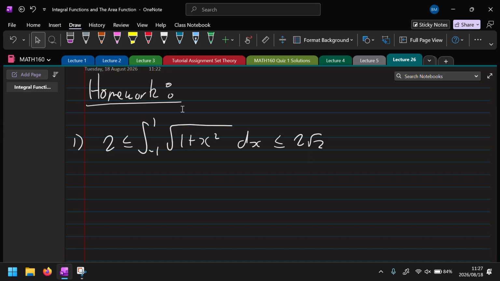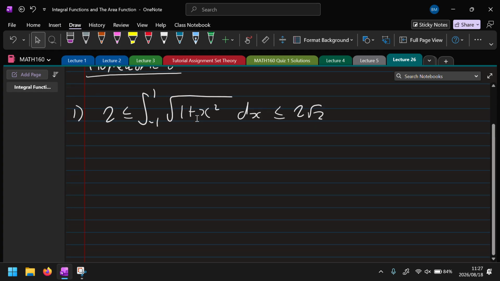Some of those properties from last time we'll be using. If a function's positive, then the area is positive. If f is less than g, then the area under f is less than the area under g. And then the one where f is bounded between little m and capital M. Those inequalities, we need to be using those. So we've got this. What can we do? Yes, where the function is bounded.